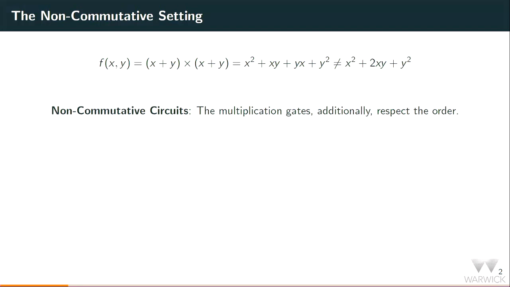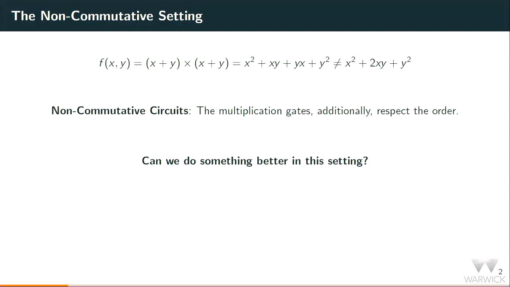So what are non-commutative circuits? They are the same as general algebraic circuits, except that now the multiplication gate has to respect order. So that's it. Clearly the model is more restrictive, so you would expect that you should be able to give better lower bounds, and that's the question: can we do something better in this setting?